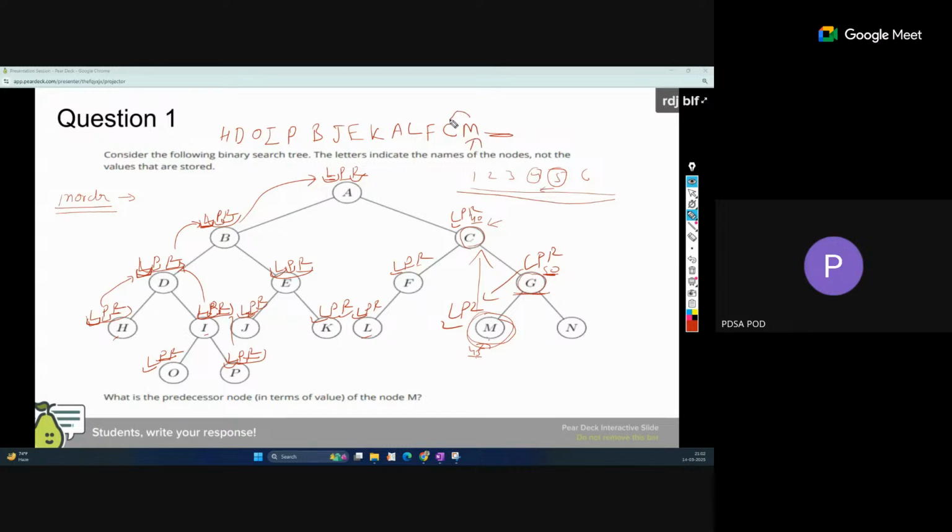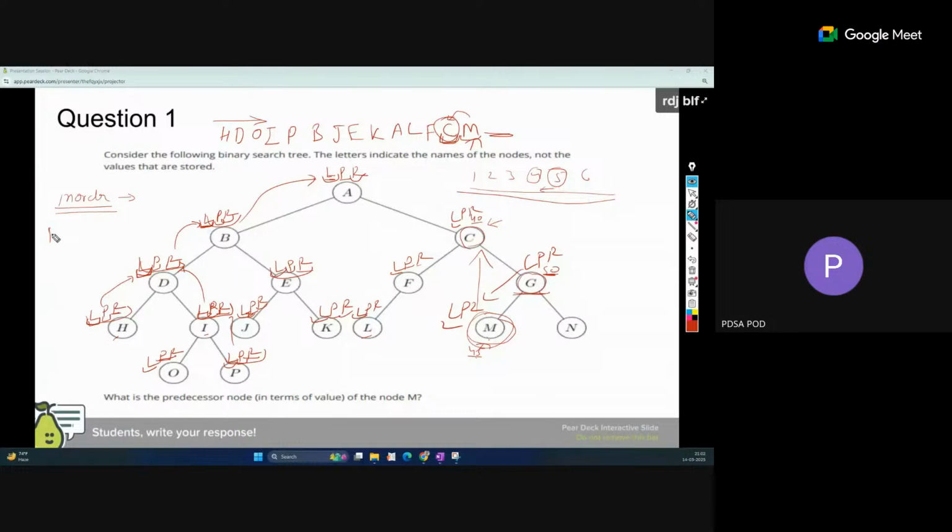So what value is just coming before this? That is the predecessor value, because this order is actually a sorted order in terms of value. So we are getting C just before M. So this is the predecessor, and we can return this as the answer. Okay, so you can apply in order traversal in this way. And we have also discussed all three orders in lectures. You can go through them.